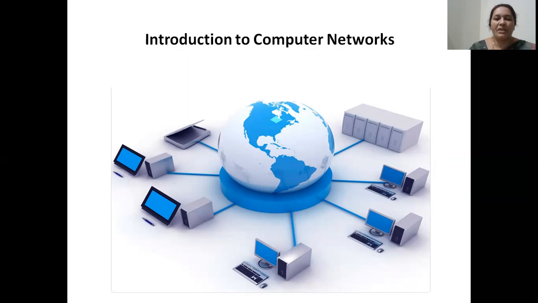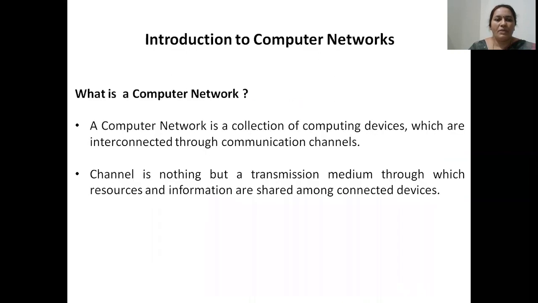common communication media. So basically, a computer network is a collection of computing devices which are interconnected through some communication channels. The communication channel is nothing but a transmission medium through which the resources and information can be shared among the devices which are connected to the channels. The devices are nothing but the computers.